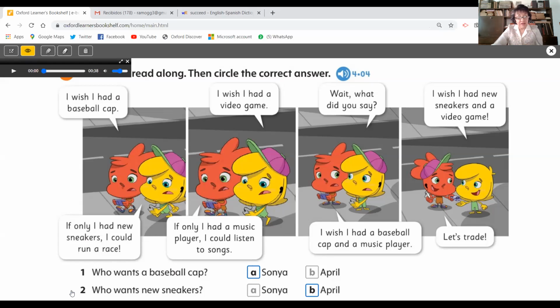They are expressing, pay attention. I wish I had. That means she doesn't have the cap. If only I had. That means she doesn't have the sneakers. I wish I had. In past. All the situation is in the present. If only I had. And in this case, I wish I had. So they are wishing something different in the present. Okay.